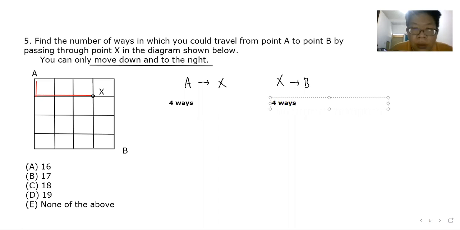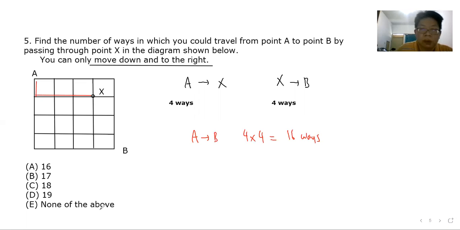So in total, from point A to point B, we can multiply, because there are four ways from point A to point X and four ways from point X to point B. In total, we have 4 times 4 combinations, or 16 different ways to travel from point A to point B if we can only move down and to the right. So the answer is alpha, right here.